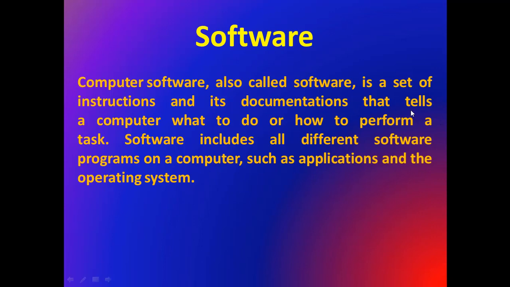Here is written one thing: software tells a computer what to do. If there is no software, your computer cannot work. If software is not there, you can only see your hardware, but you cannot work on it. For a computer to work, we need both things, hardware and software.